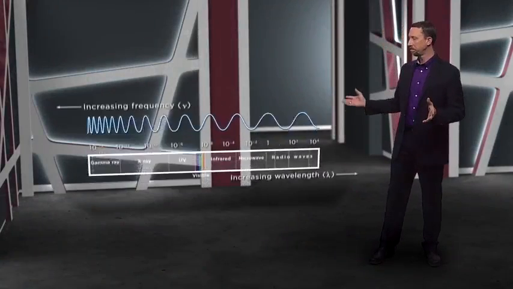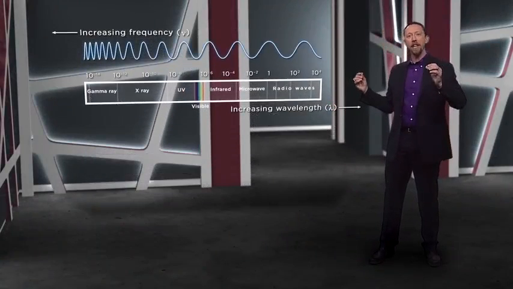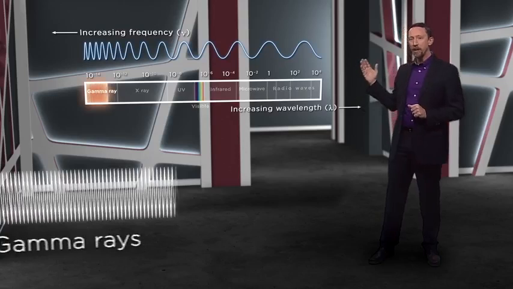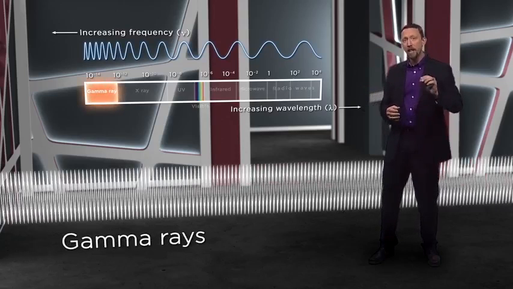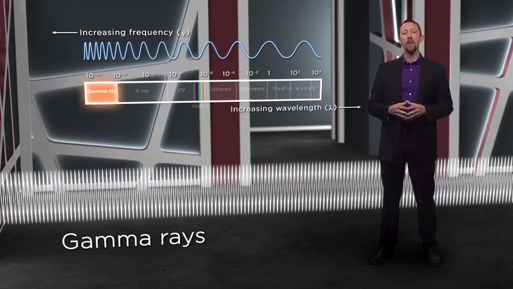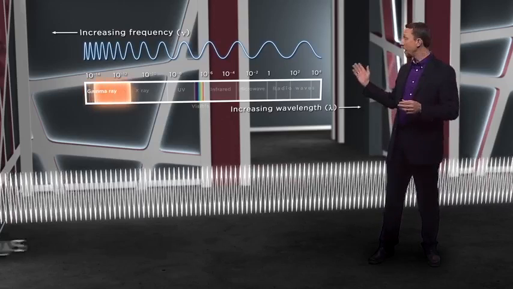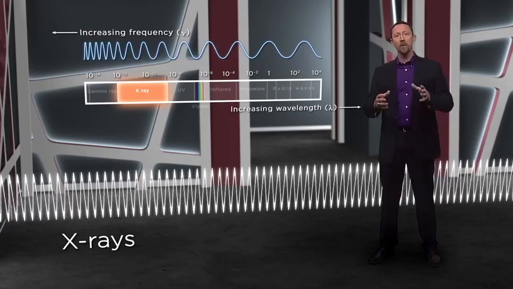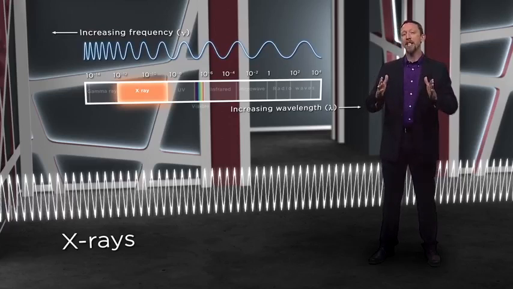So, let's take a short tour of the electromagnetic spectrum as we understand it today. Here it is. At the extremely short wavelength end of the spectrum are gamma rays. These extremely high-energy rays have wavelengths so small that they're even smaller than atoms. Next in line are X-rays, light with a wavelength just about equal to the size of an atom.